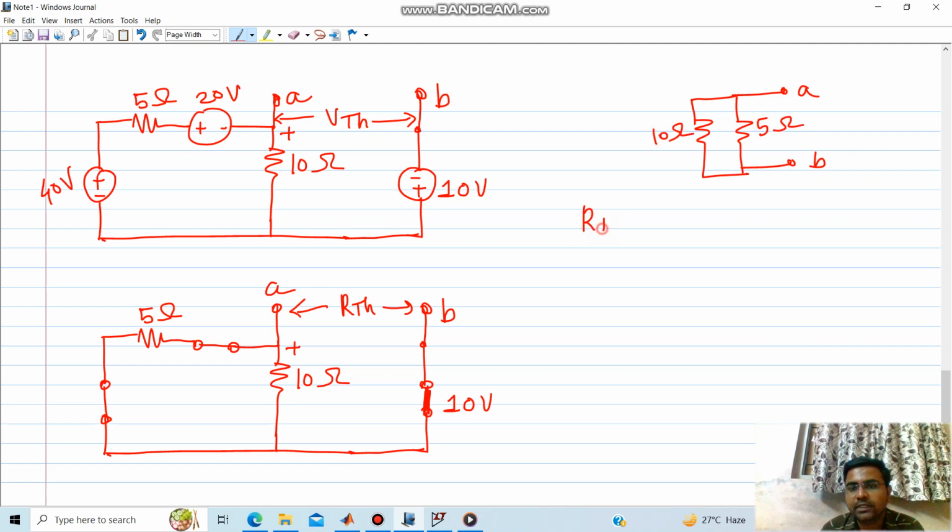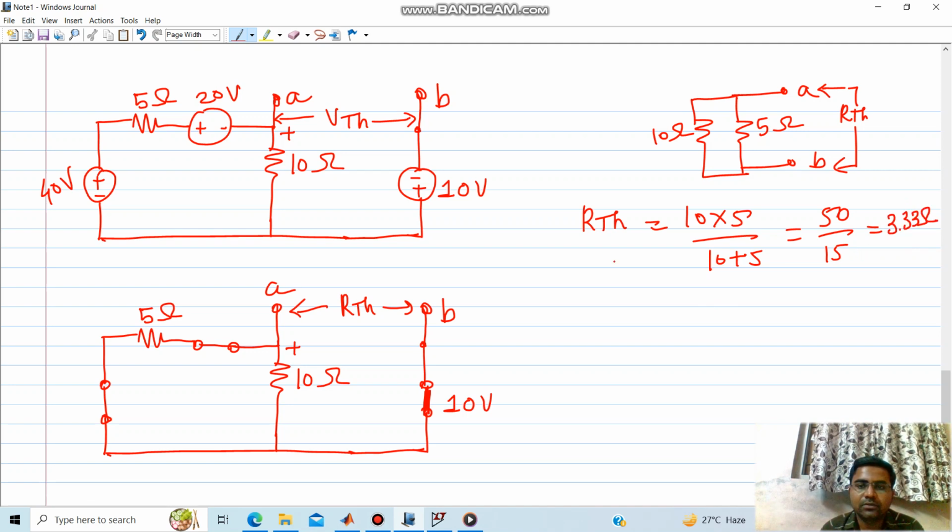So R Thevenin across this is the parallel combination of 10 and 5. So 10 into 5 upon 10 plus 5 means 50 over 15, so that would be near 3.33 ohm. Alright, so we have worked out V Thevenin, which was 70 over 3, meaning 23.3 volt approximately, and the resistance is 3.33 ohm.